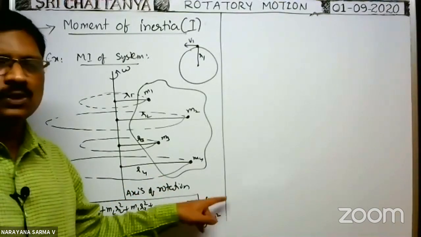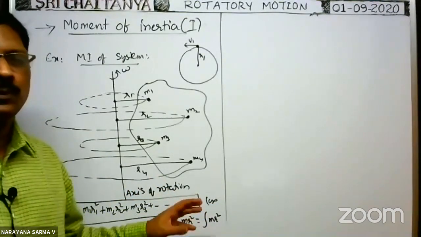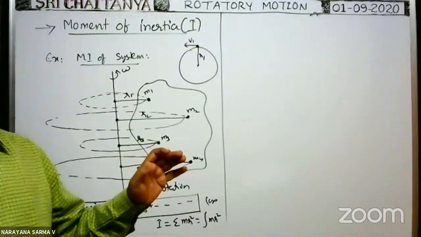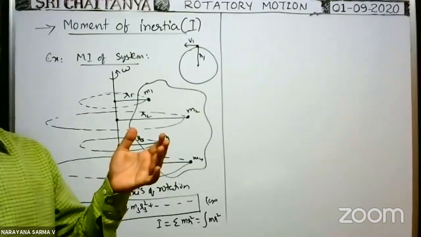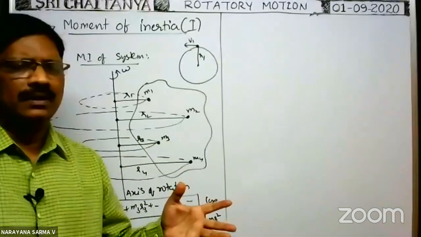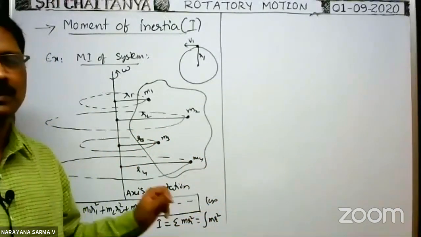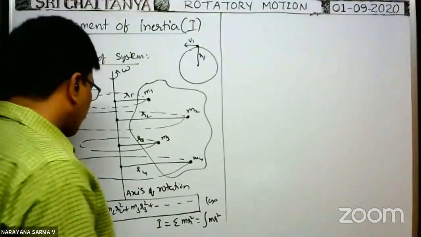We apply this integration method to find the moment of inertia of different regular bodies like a circular ring, disc, solid sphere, hollow sphere, and so on. For different bodies, we use this formula. This is very, very important.